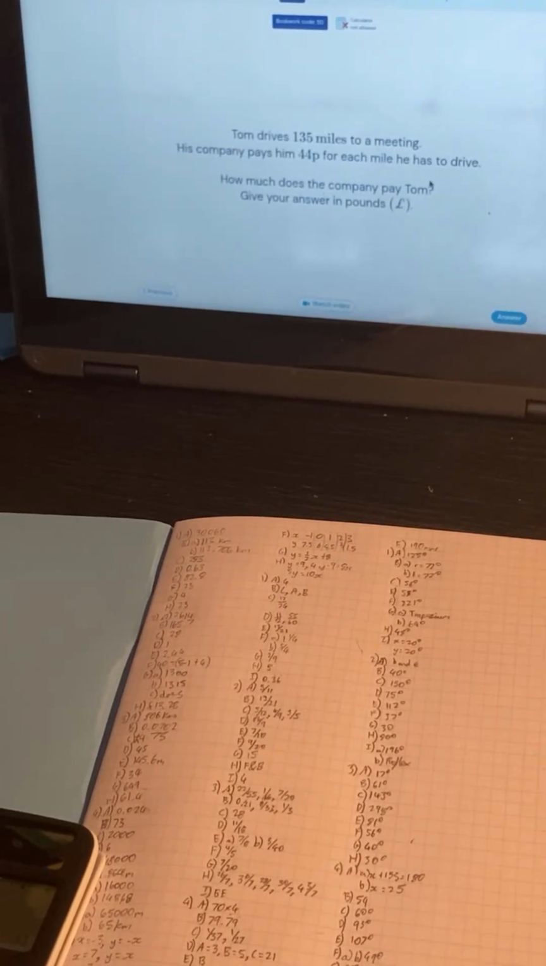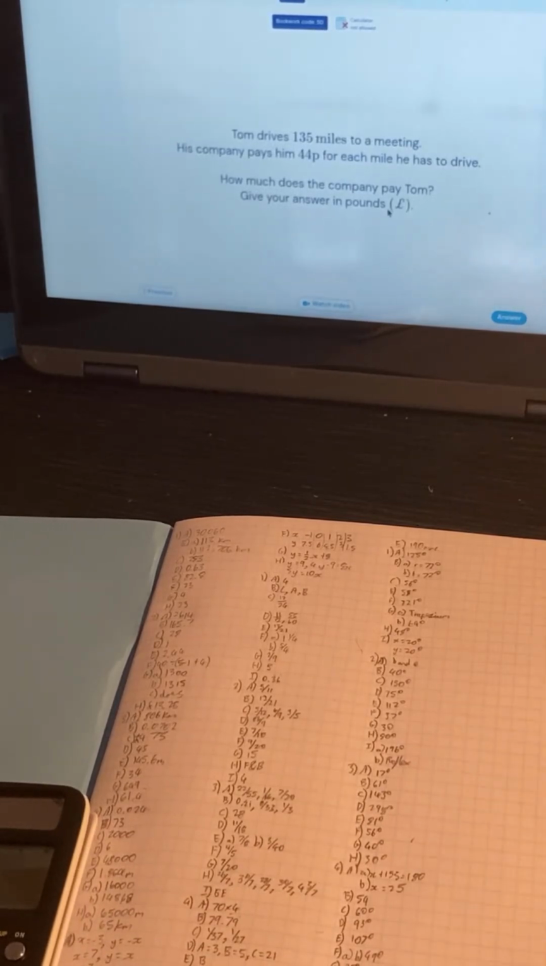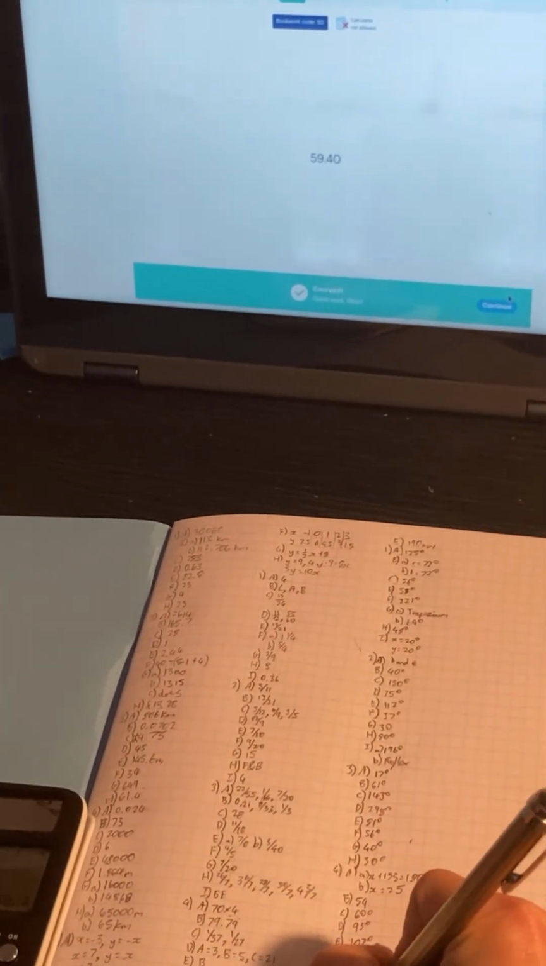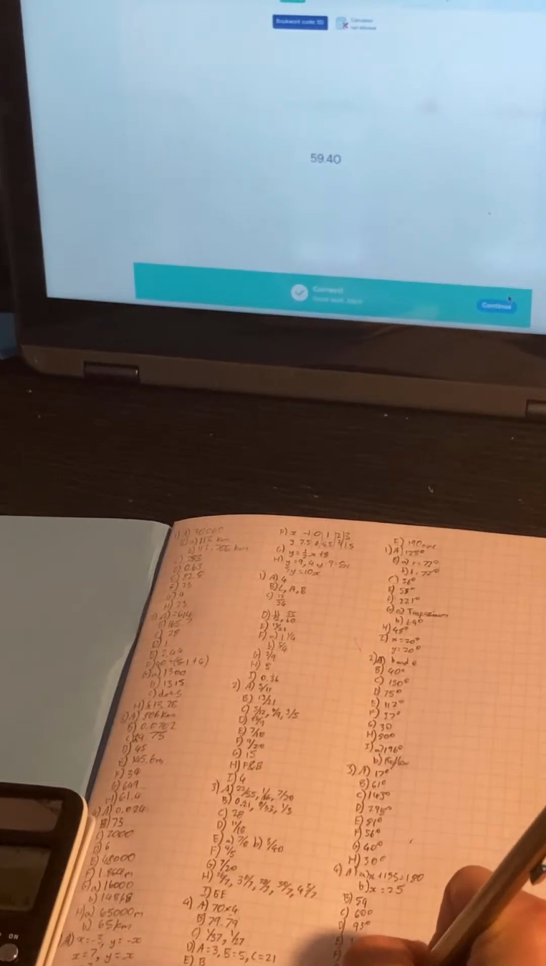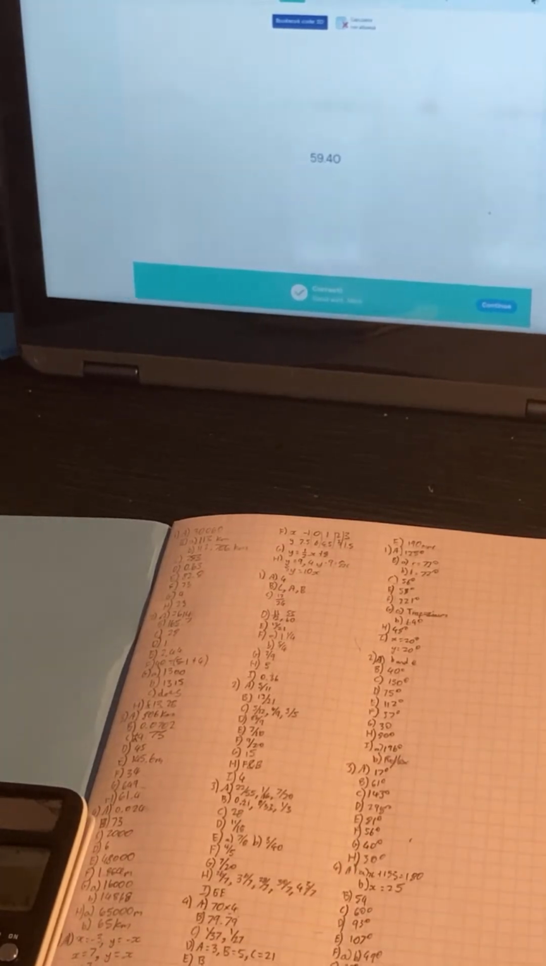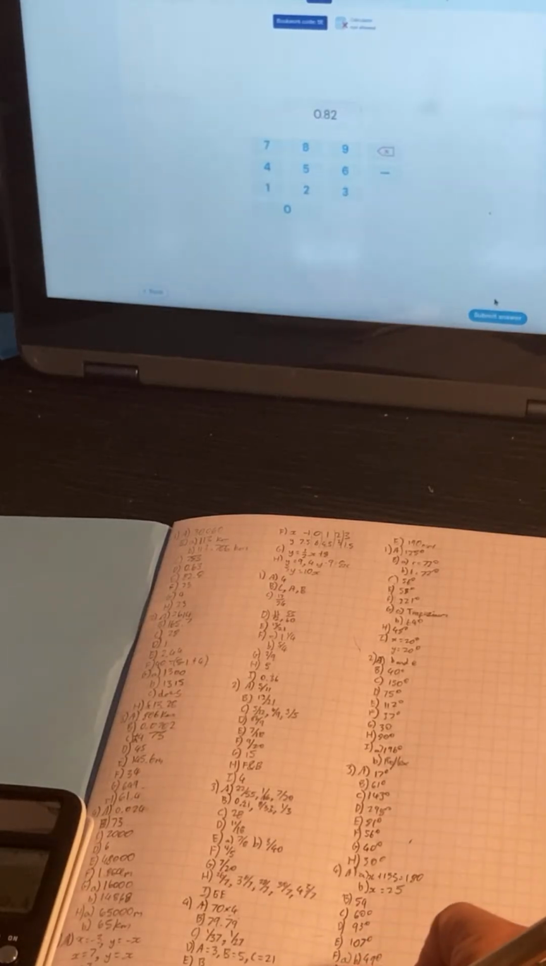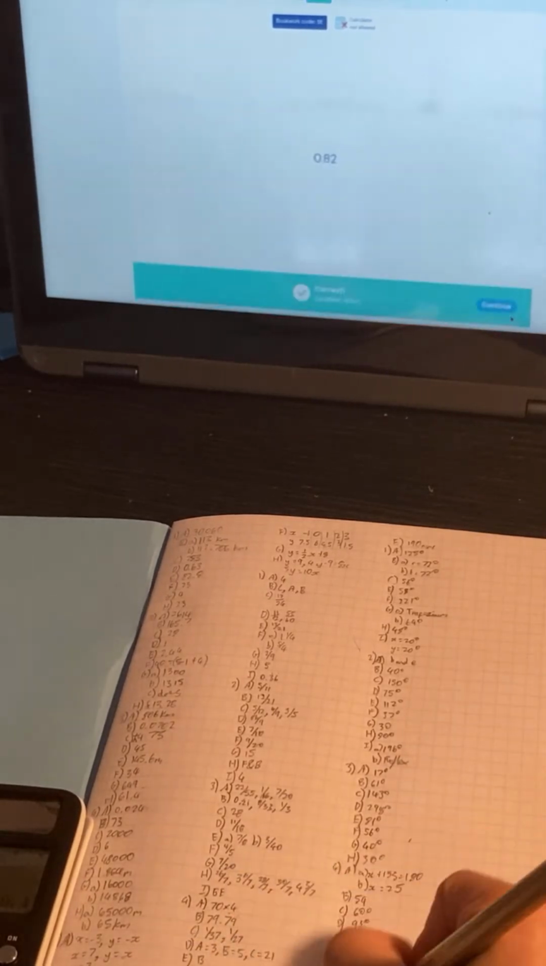Company's 44. Right, so 0.44 times 135. 59.40. £59.40. A, B, C, D, E. Right. 0.82. I literally clicked submit answer.